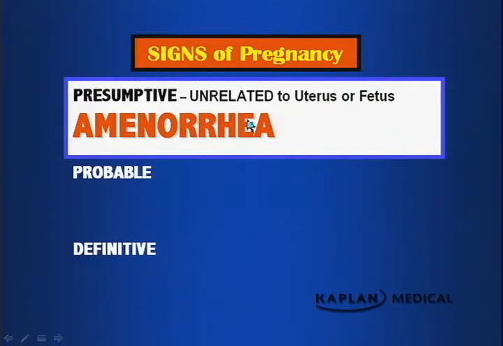The most common of these is amenorrhea. What's the most common cause of secondary amenorrhea? Pregnancy, of course. In your notes, it lists some other presumptive ones, such as breast tenderness, nausea and vomiting, but probably the most common one that we use is amenorrhea.